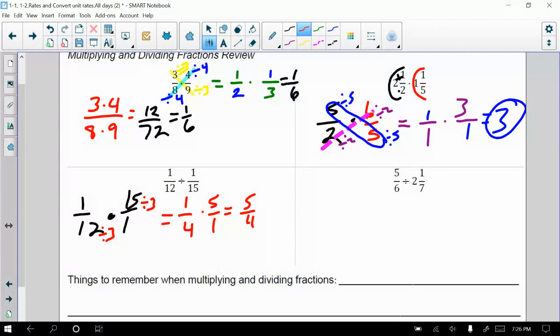And remember, we don't give our answers in improper fractions. 4 goes into 5 one time with 1 left over.